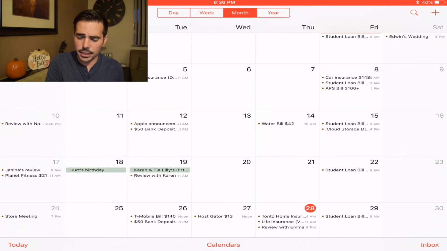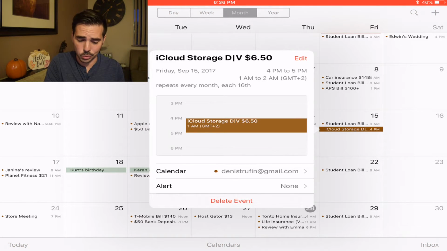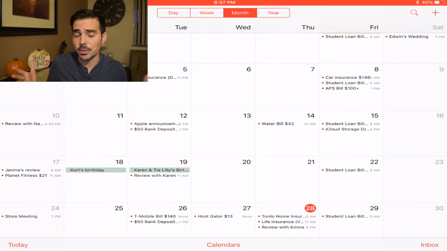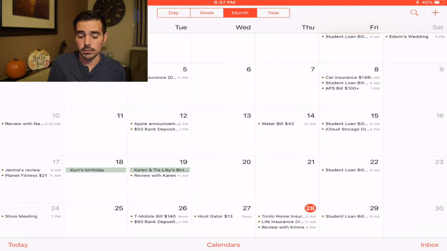So as that example from the 15th, we have $100 for our student loans. We have the $6.50 for our iCloud storage. We have $21 for our Planet Fitness gym, and then that's pretty much it. So we just have 3 bills that we have to pay during that 1 week. Now, if you get paid on a bi-weekly basis, then you would just look at the next 2 weeks and what you would have to pay.